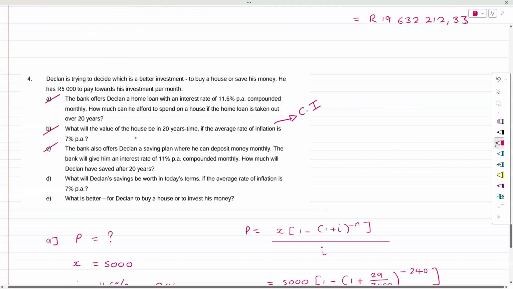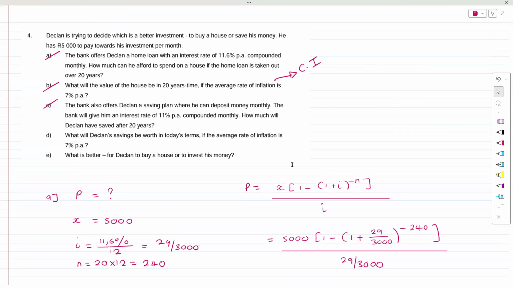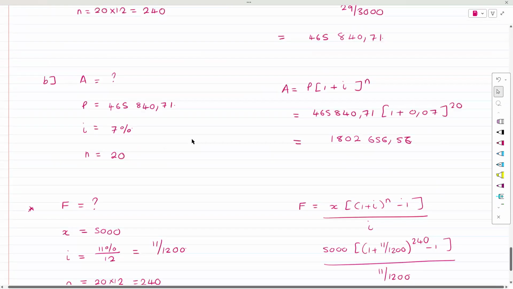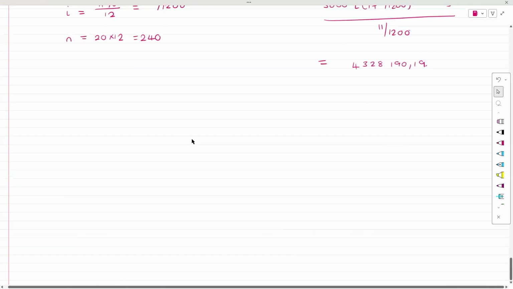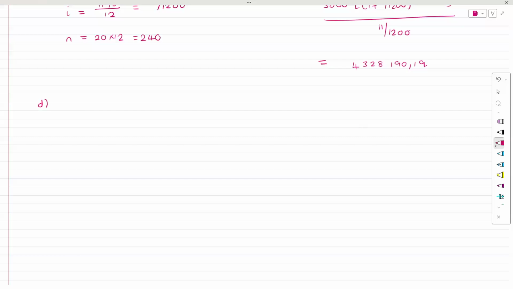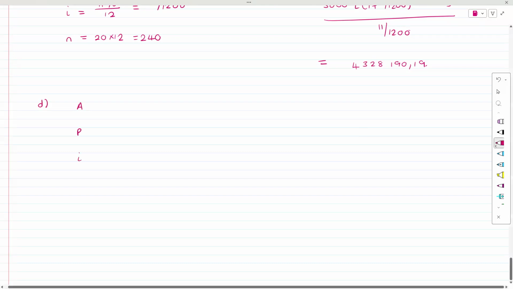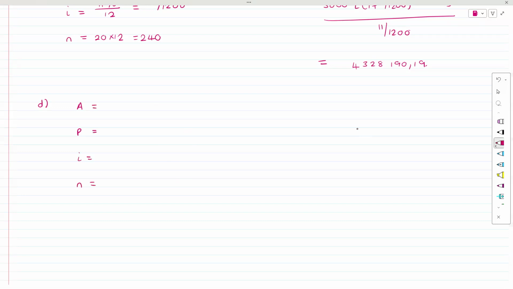What will Declan's savings be worth in today's terms? The average rate of inflation is 7%. It's the same thing. If we had to go backwards, so guys, this 4 million is after 20 years. The next question wants to know, if we had to go back in time, what would his amount be? What would the amount that we get right now, 20 years before? So our n is 20. Our interest rate was 0.07.